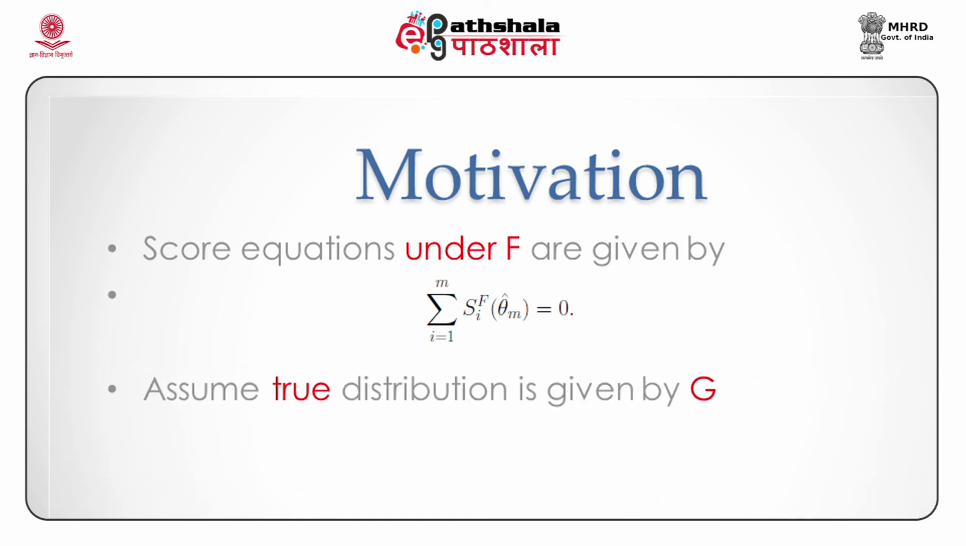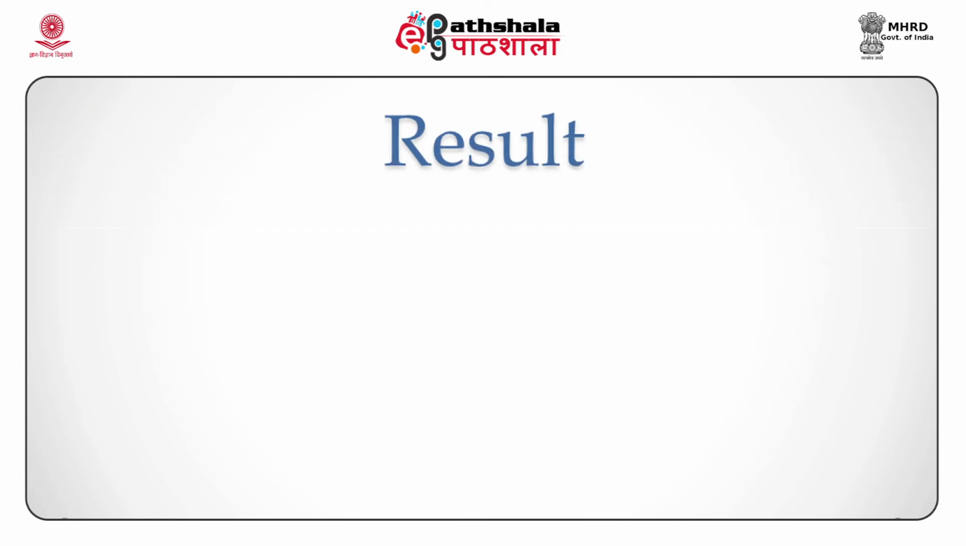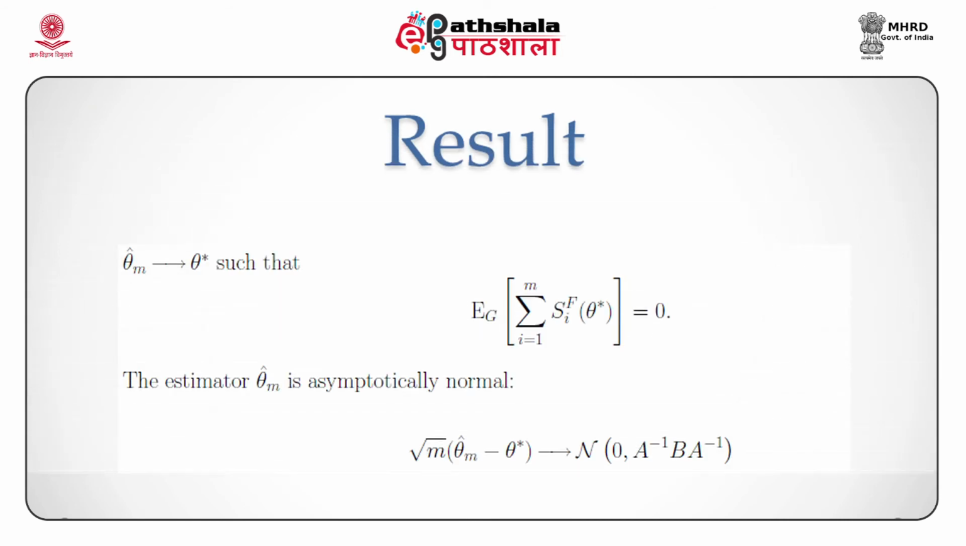However, assume that the true nature of the distribution is not specified by f, but rather is given by some other probability distribution, which is given by g. It is possible to show that theta m hat will tend to some theta star such that the expectation under g of summation i equal to 1 to m of s_i f (theta star) is equal to 0.